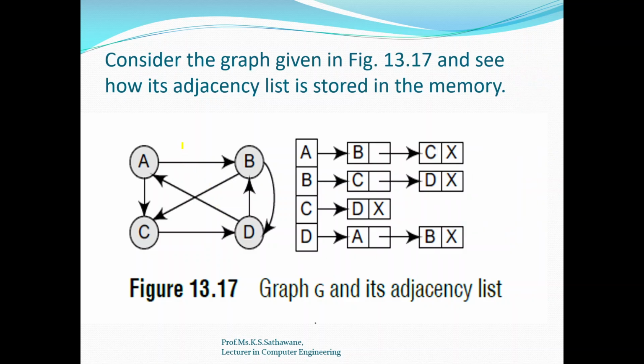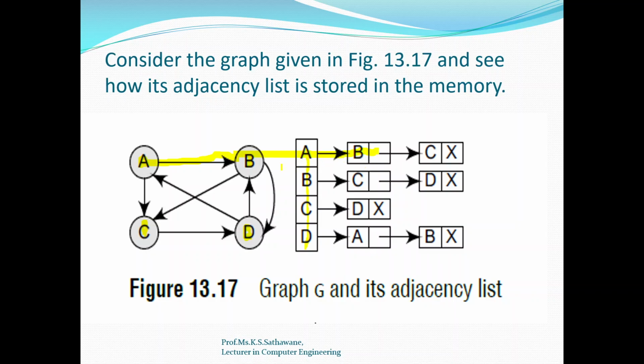Let us see how its adjacency list is stored in the memory. Now, how many nodes are there in the graph? A, B, C and D. So there are 4 nodes. Now we are going to expand these nodes with the help of a list. So if there exists a path from A to B, then we are expanding A to have a node B.